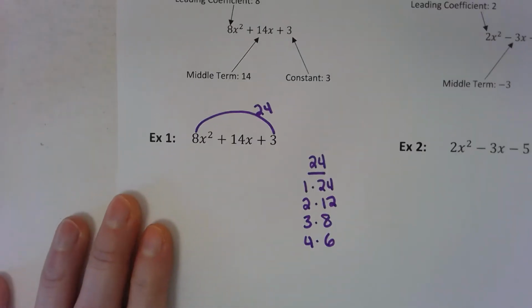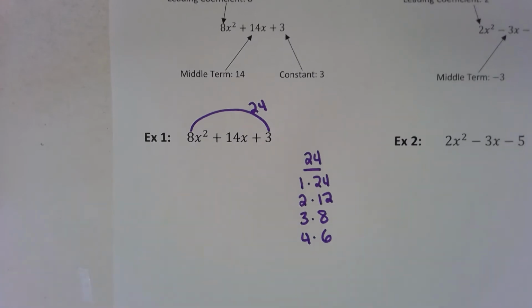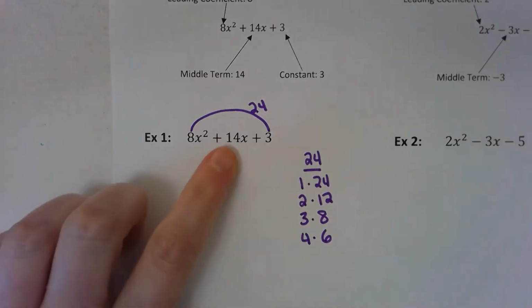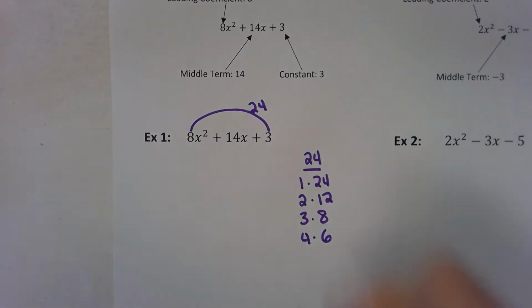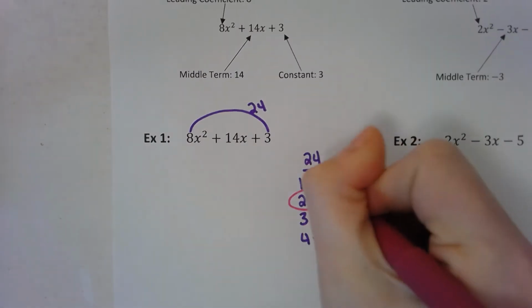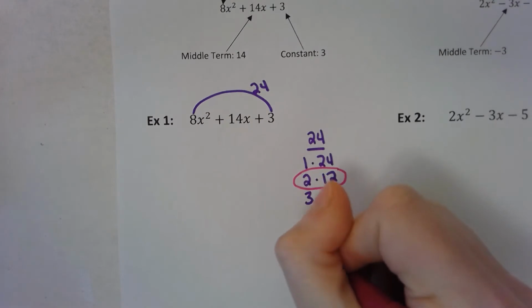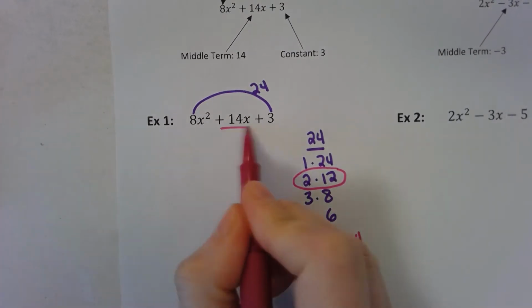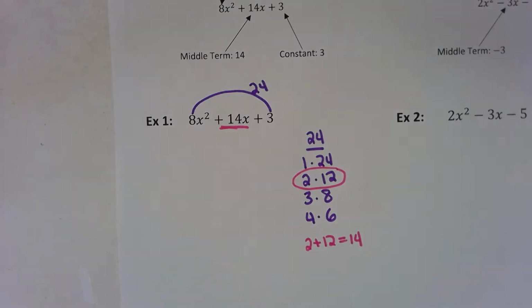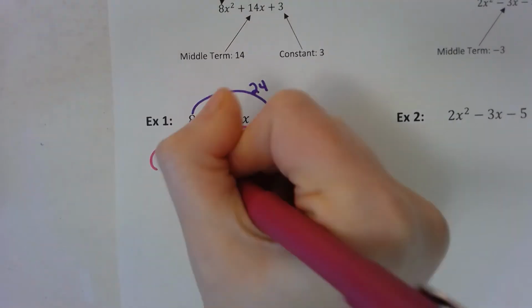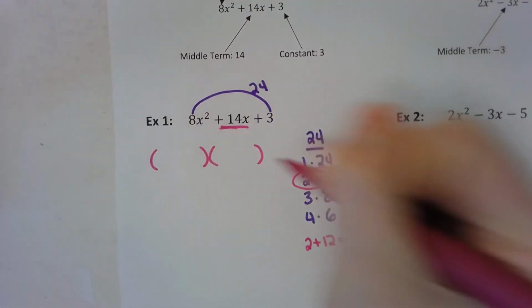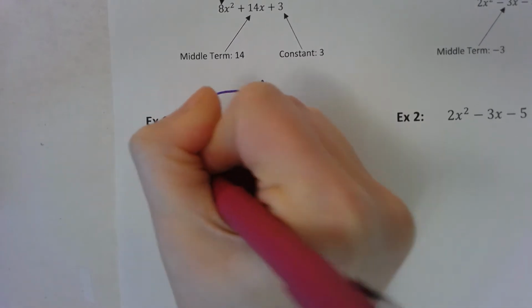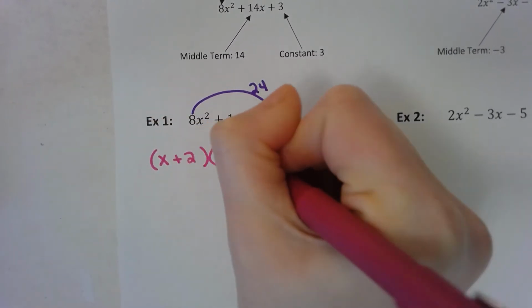Now, after you find the factors, we're on step 2. You are still choosing the pair of factors that adds to give you the middle term. So that means I'm looking at this pair right here, because 2 plus 12 is equal to 14, that middle number right there. So now I'm going to come over and put my parentheses. I have x plus 2 and x plus 12.